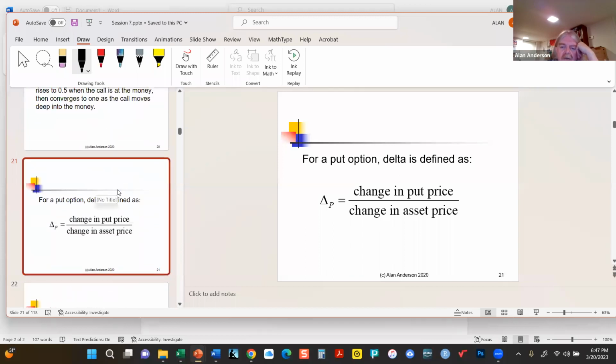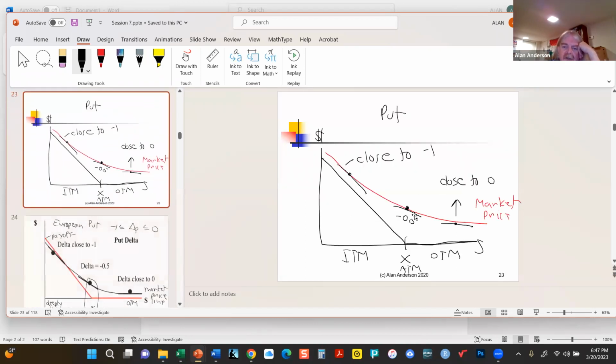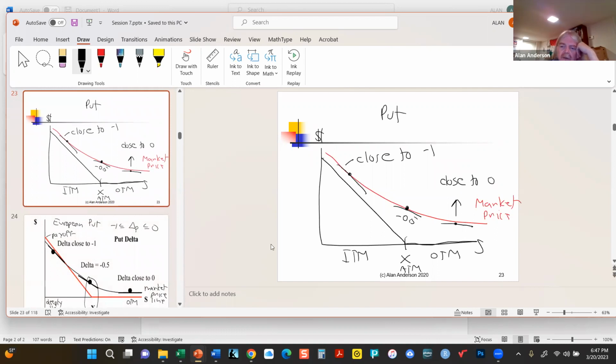The put, because remember what's happening here, when the asset price goes up, the put value actually goes down and vice versa. So unlike the call, where the delta will be between 0 and 1, here the put delta is going to be negative. And it is bounded, as you can probably guess, between 0 and -1. In other words, the delta of a put can't go above 0, and it can't fall below -1 either.